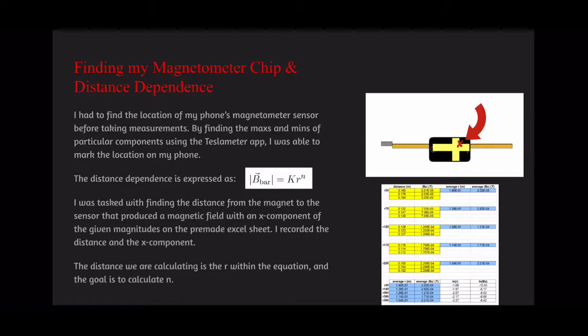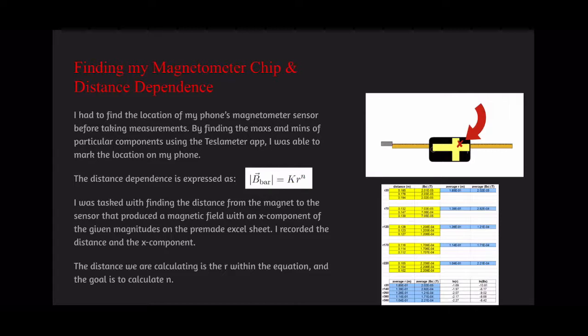Now it is time to find my phone's magnetometer chip and measure the distance dependency. I found my phone's magnetometer sensor by finding the maxes and mins of particular components, X and Y, using Tesla Meter, and my phone was oriented parallel to the meter stick. I marked this location on my phone. All measurements will be taken using this location on my phone.